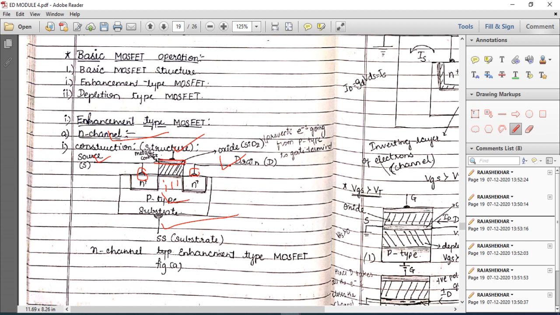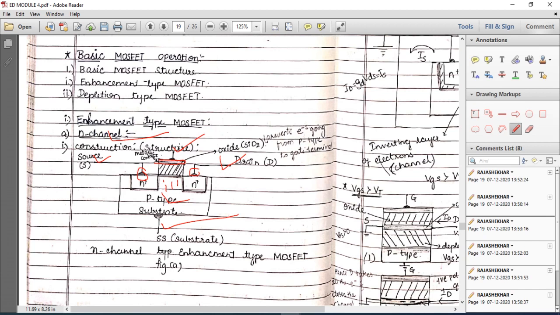In many devices the substrate terminal is used as the fourth terminal, and in many devices it is directly connected to the source, and it is used as only a 3-terminal device. So it is based on the manufacturer, they decide either to provide 4 terminals or 3 terminals. So this is about the construction part for the N-channel enhancement type MOSFET.